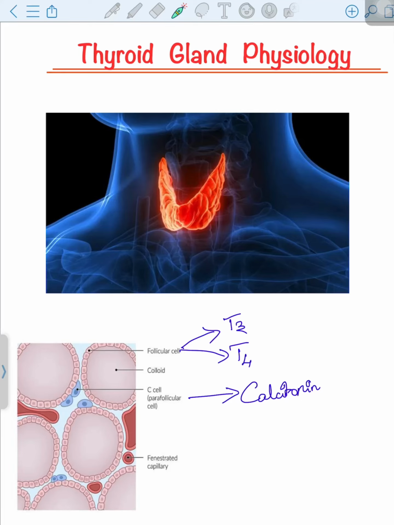Hi everyone. Today let's discuss the thyroid gland's physiology. In this video, I'm going to focus mainly on biosynthesis and storage of thyroid hormone. I'll try to explain it as easily as possible, okay?